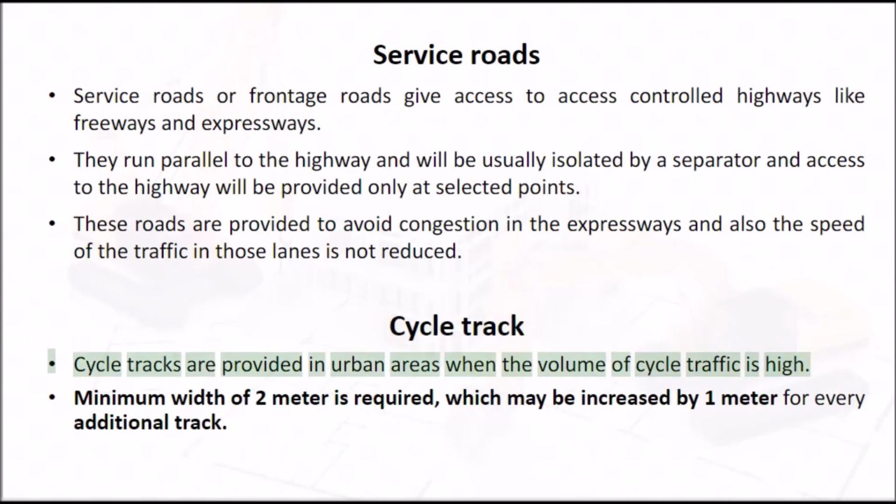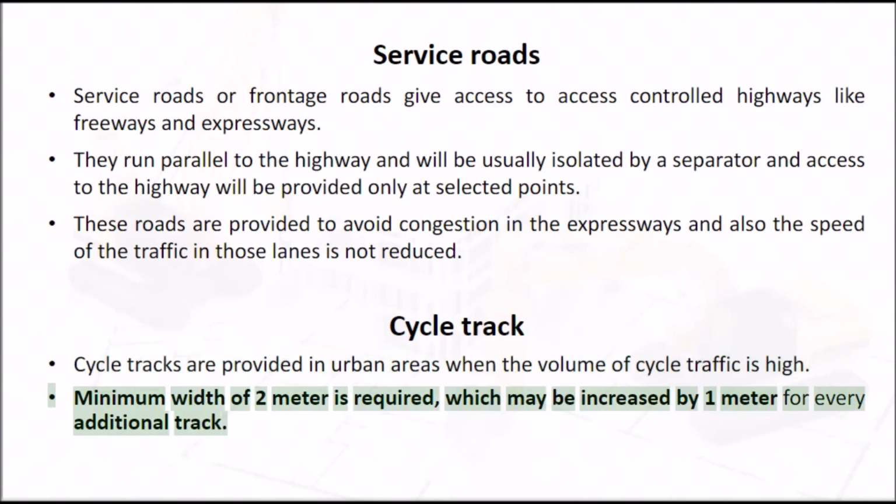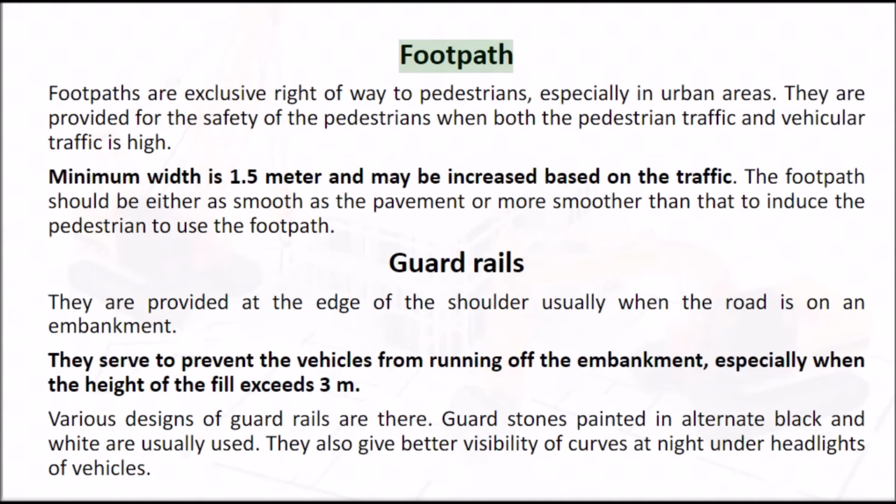Cycle tracks are provided in urban areas when the volume of cycle traffic is high. A minimum width of 2 meters is required, which may be increased by 1 meter for every additional track. Footpath.